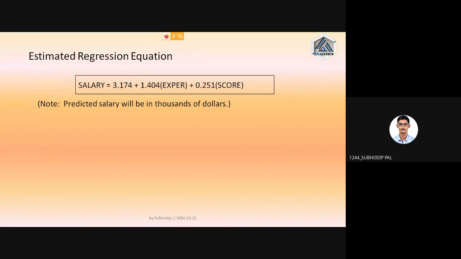Got it, everyone? Can you repeat it again? When experience and score both are fixed or constant, then the salary will have a constant value of 3.174. Correct.